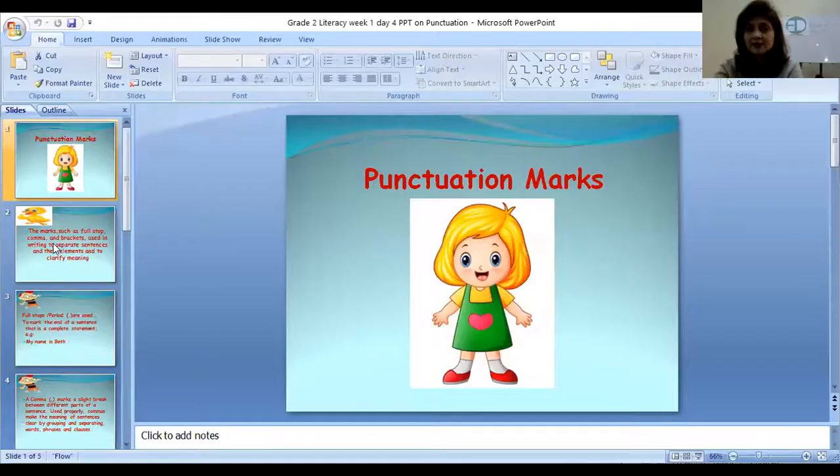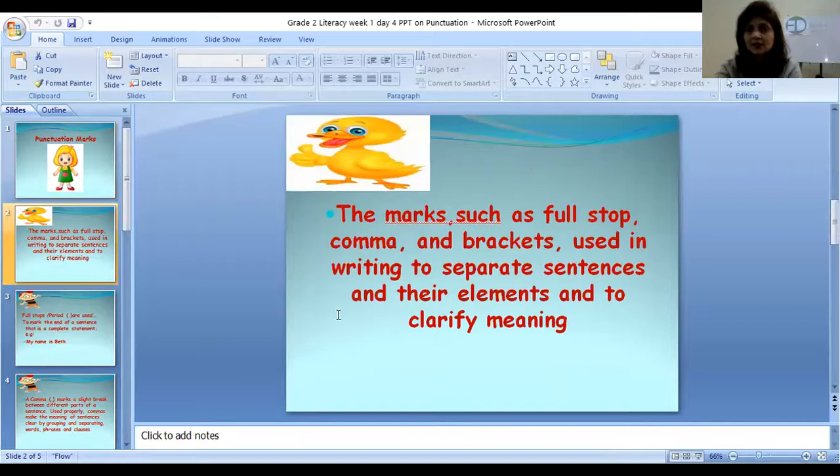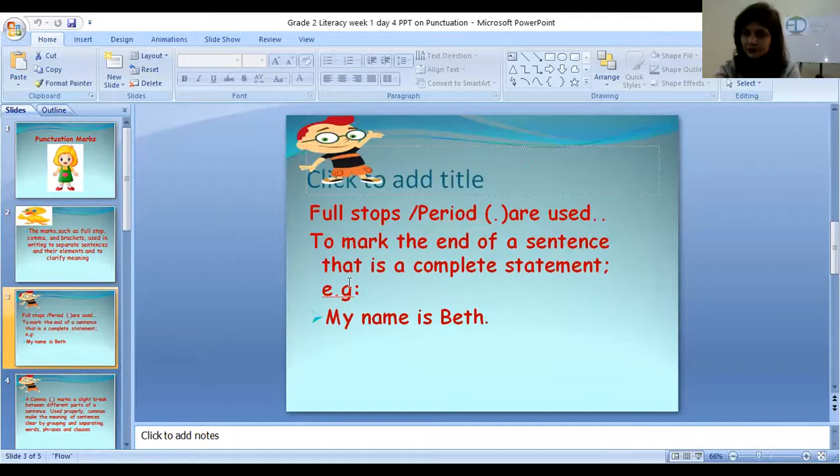Now, what are punctuation marks actually? Punctuation marks are the marks such as full stop, comma, brackets, which are used in writing to separate sentences and their elements, right? I'm going to tell you this in detail. Now, starting from full stop. Full stop is also called a period.